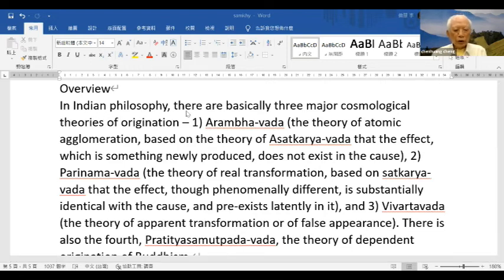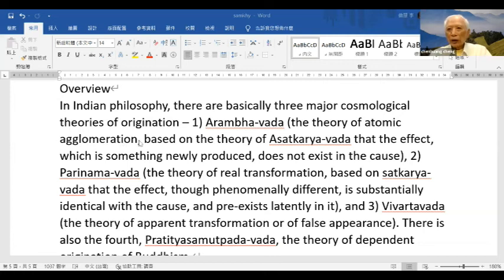Let's make a conclusion. In Indian philosophy, there are basically three major cosmological theories of origin. Very important. This is the background of the emergence of Buddhism. If we want to fully understand Buddhism, we have to understand the philosophical background of India. There are basically three major cosmological theories of origination. The first one is Arambhavada. Arambha means accumulation. The theory of atomic agglomeration.